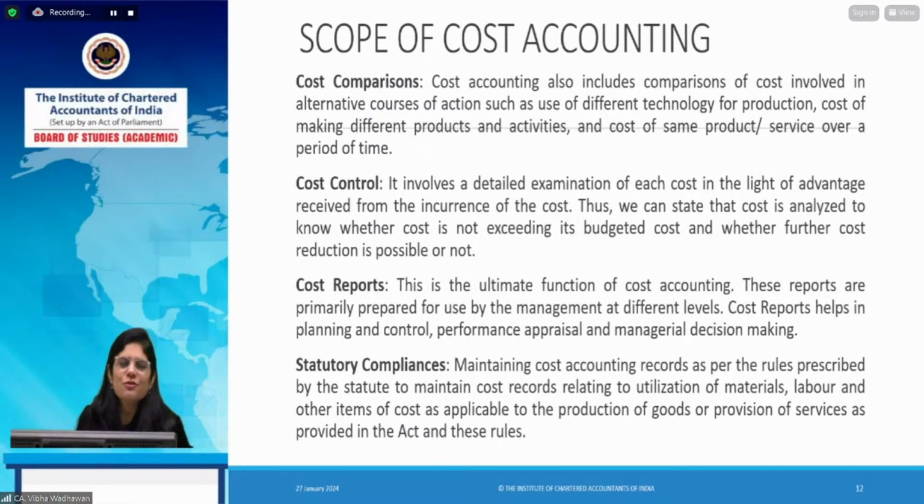Robust cost? No, it's not robust cost. It's a robust system. Robust system means a very active system, a very integrated system. You should have a robust cost and management accounting system, a more integrated, error-free system, which integrates all the functions and all the departments, so that reports can be generated. So cost is not robust, the system is always robust.